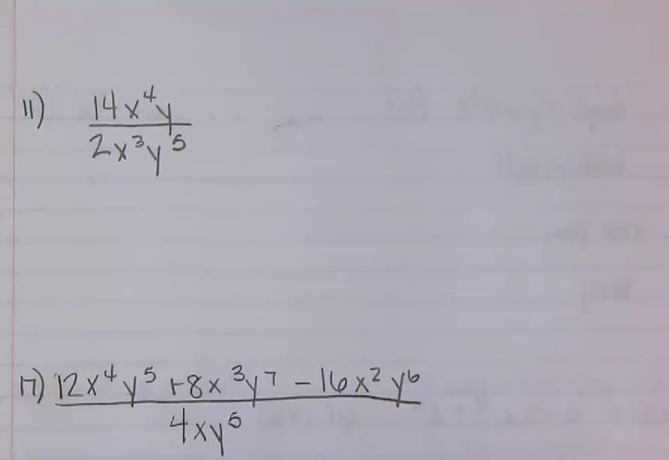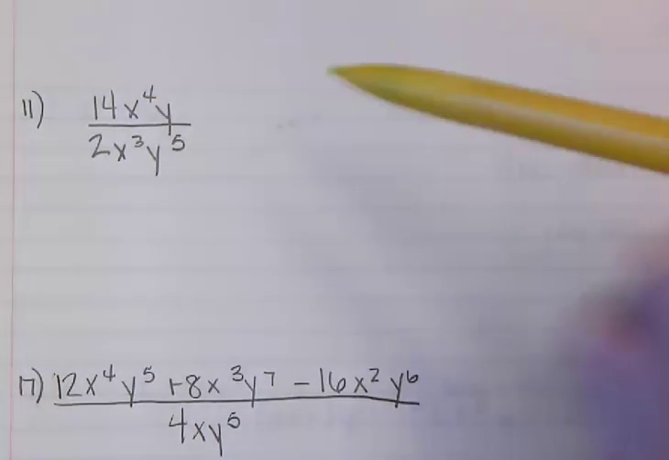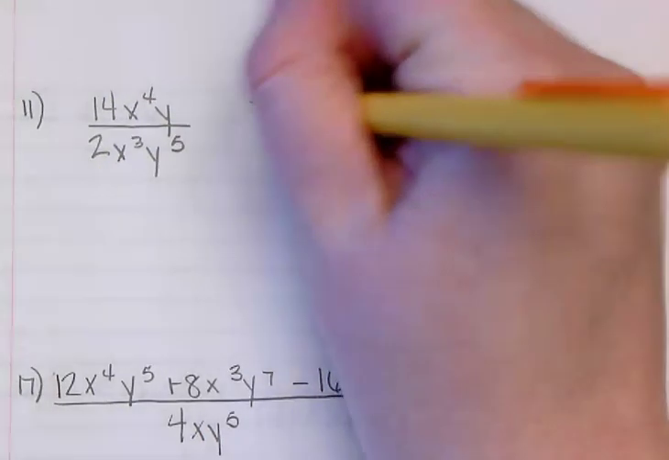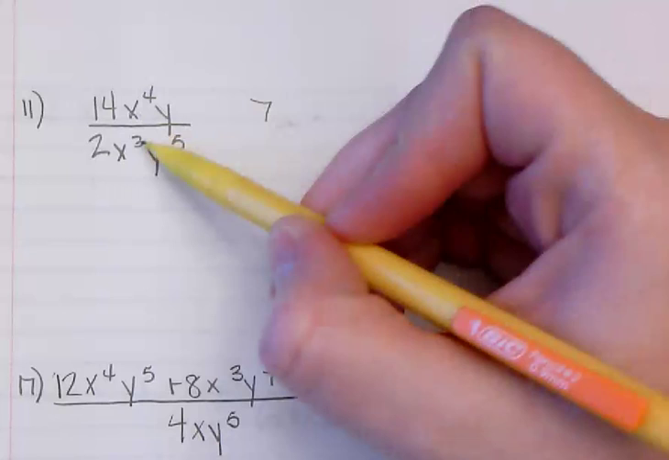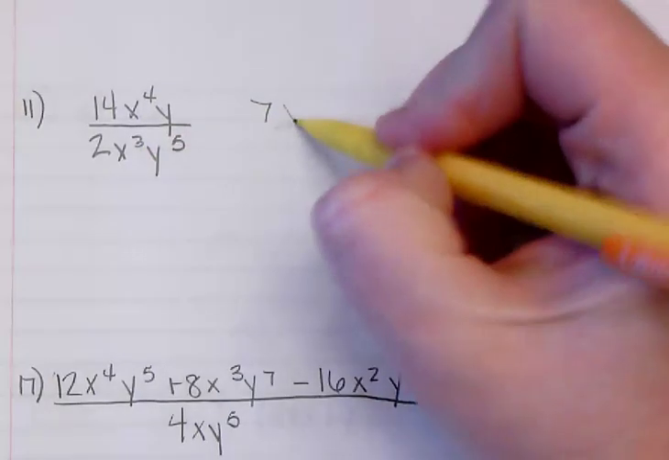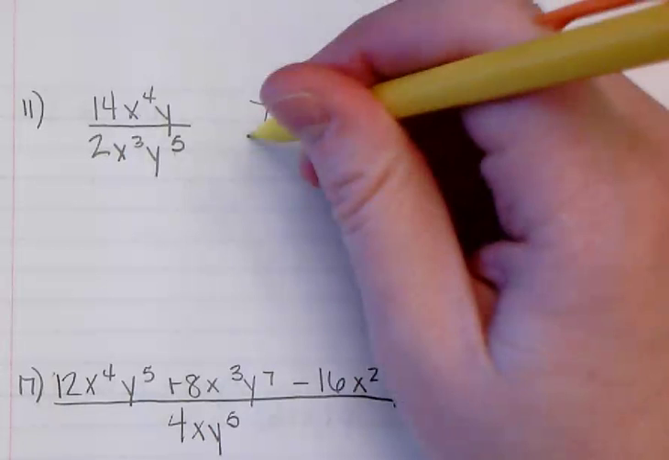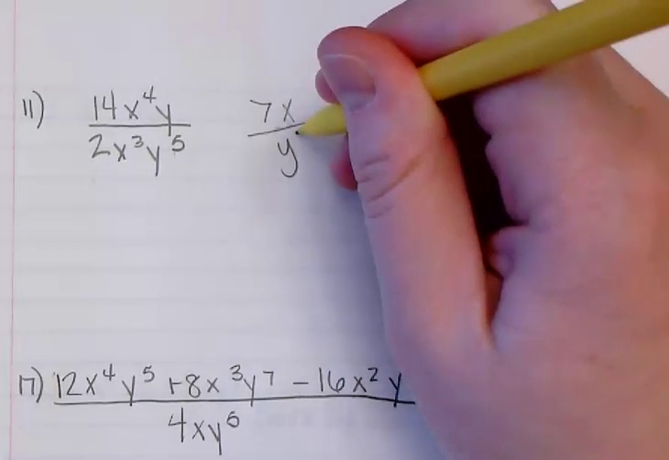Alright, we're going to do problem number 11, 17, and 20. Starting with 11, you got 14 divided by 2, which simplifies down to 7. You have x to the 4th divided by x cubed, so you have an x on top, and you have y divided by y to the 5th, which means you have 4 y's left down on the bottom.